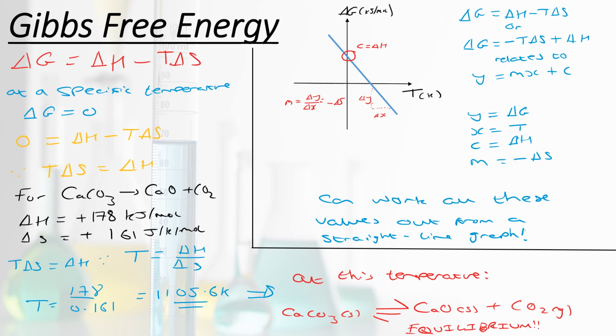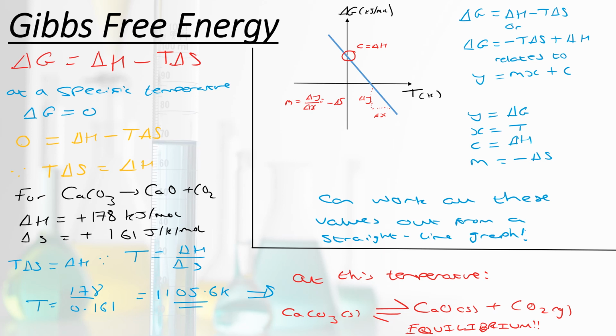Now there will be a specific temperature where delta G equals 0. There'll be one specific temperature, one number, where that T delta S term exactly matches the delta H term. So if delta G equals 0, we can say 0 equals delta H minus T delta S, and therefore T delta S is the same as delta H. They exactly match. And so we can work out what this temperature will be by rearranging our equation.